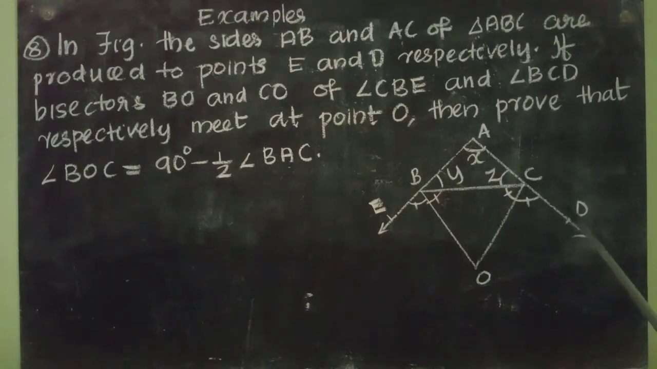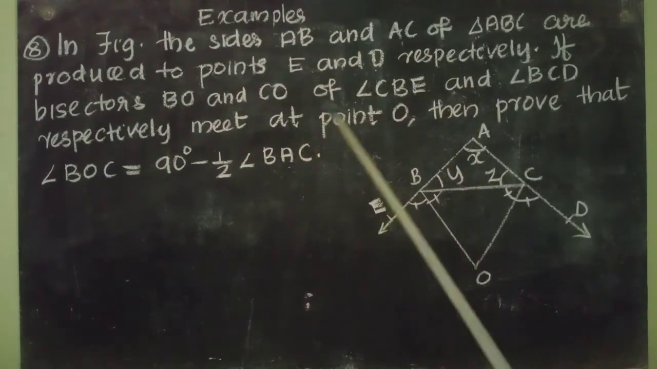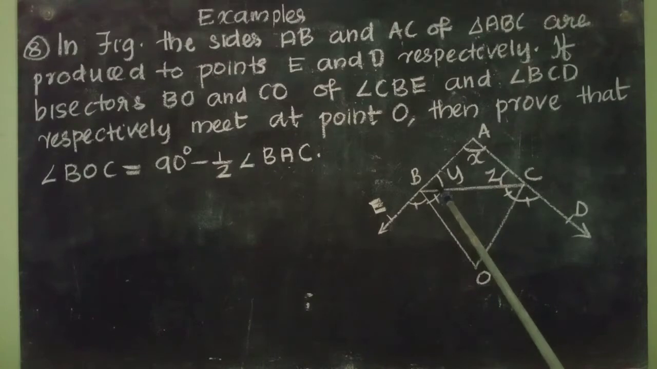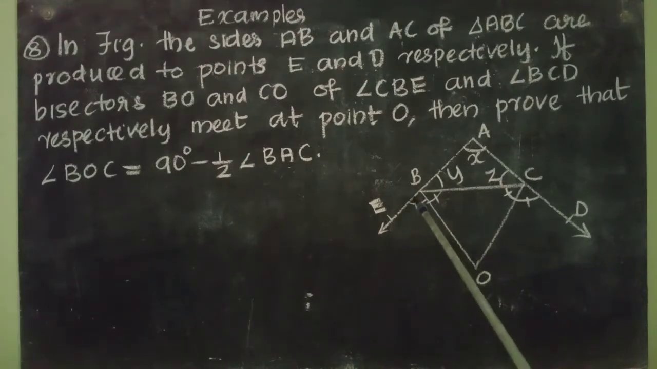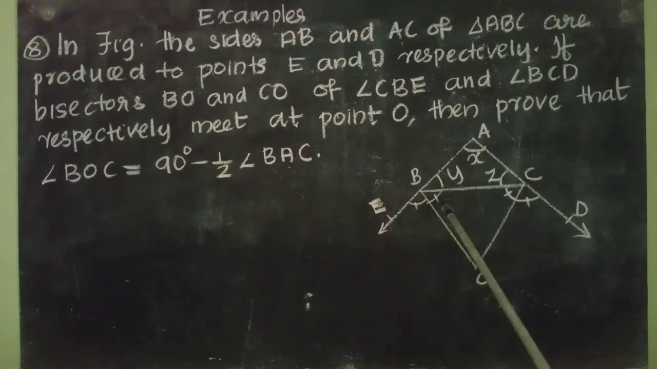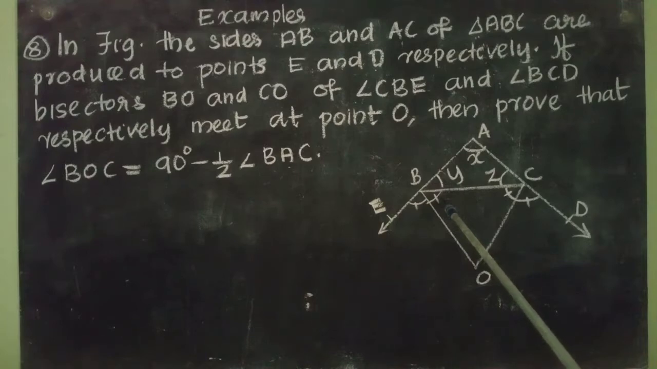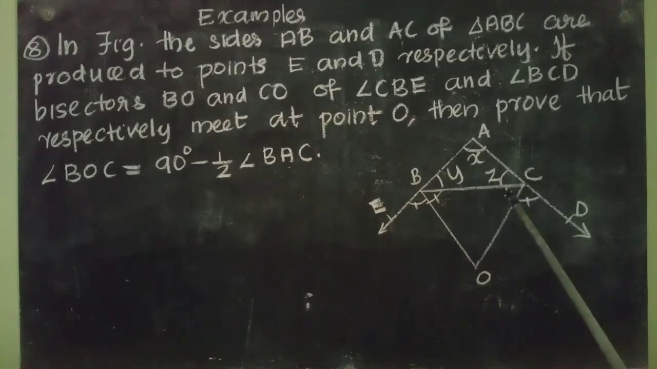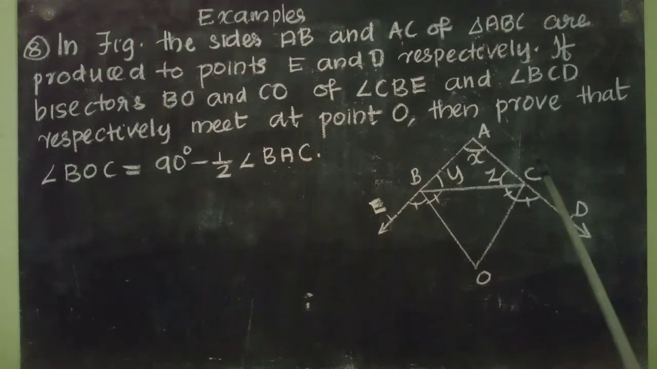Then again there are given the bisectors. Here are drawn bisectors. This BO is the bisector of this angle. You can see there are two parts and it is marked they are equal. Bisector means, as we know, dividing the angle into two equal parts. So here this CO is also a bisector. Here also you can see the two parts and they are also marked equal.